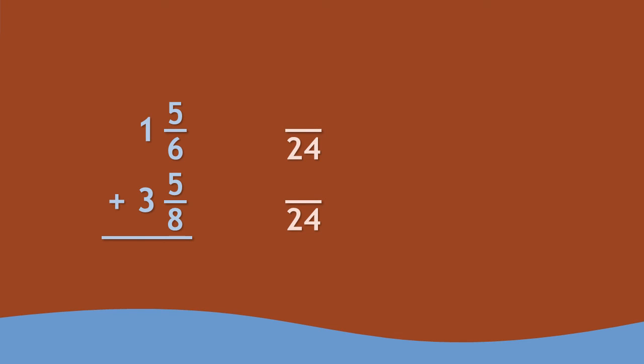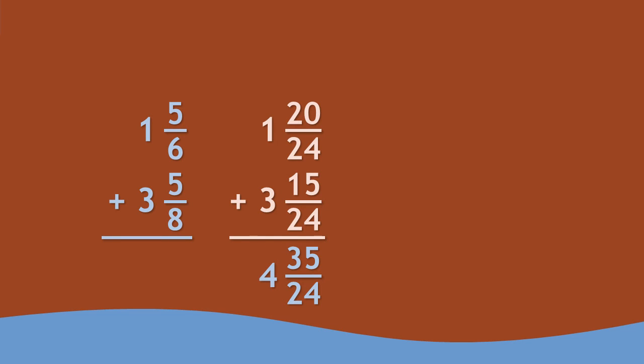And so that is what we're going to use for our denominator. So 6 times 4 gives us 24, so 5 times 4 will be 20. 8 times 3 is 24, and so 5 times 3 will be 15. Don't forget to move over those whole numbers. So now we have 1 and 20 over 24 plus 3 and 15 over 24. Adding the fractions, we get 35 over 24, and then adding the whole numbers, we get 4. 1 plus 3 is 4.